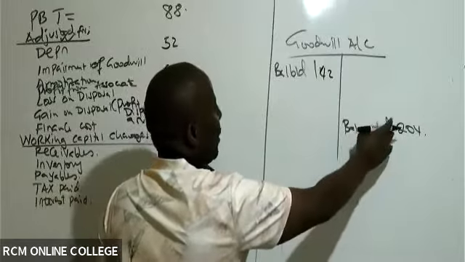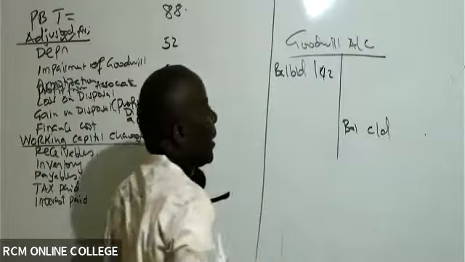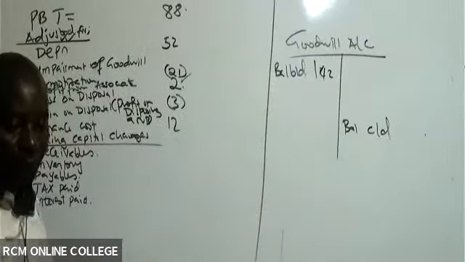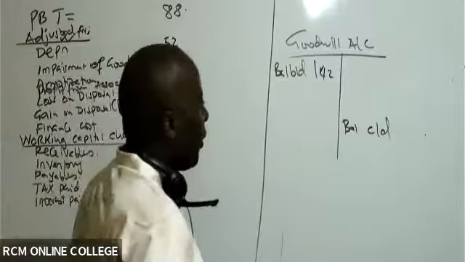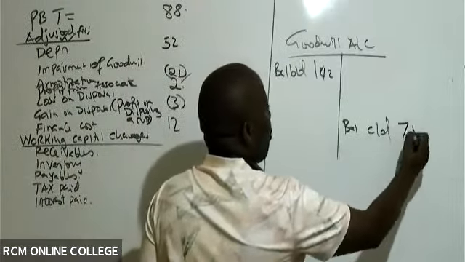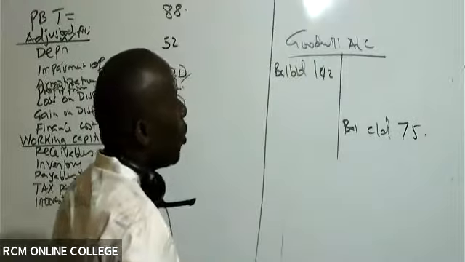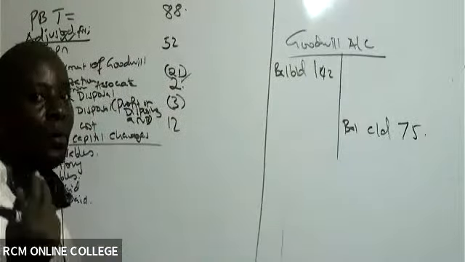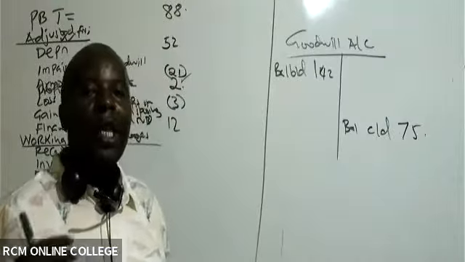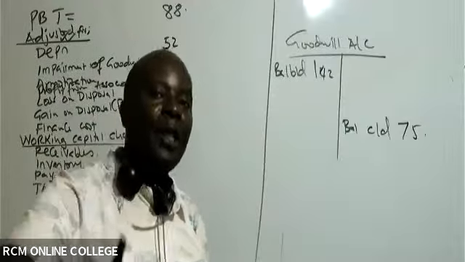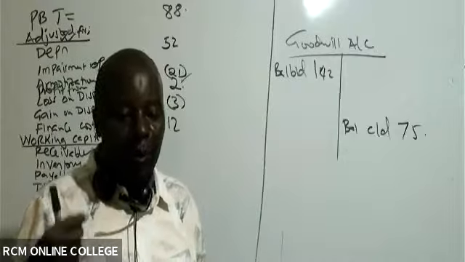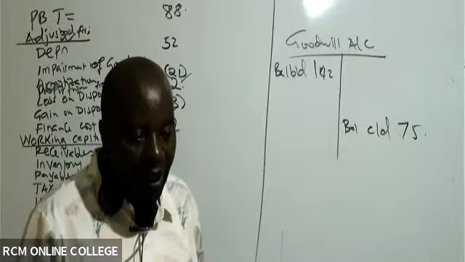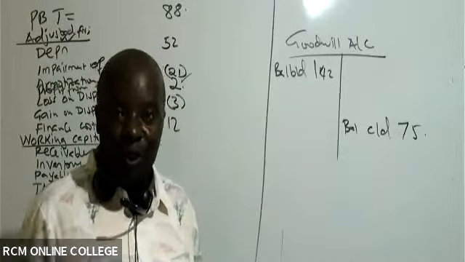How about balance carried down? I'm being told balance carried down is 75. So what can bring changes to my goodwill account? Only two things. If we acquire a new subsidiary, then goodwill will go up. If we sell a subsidiary, goodwill will reduce.